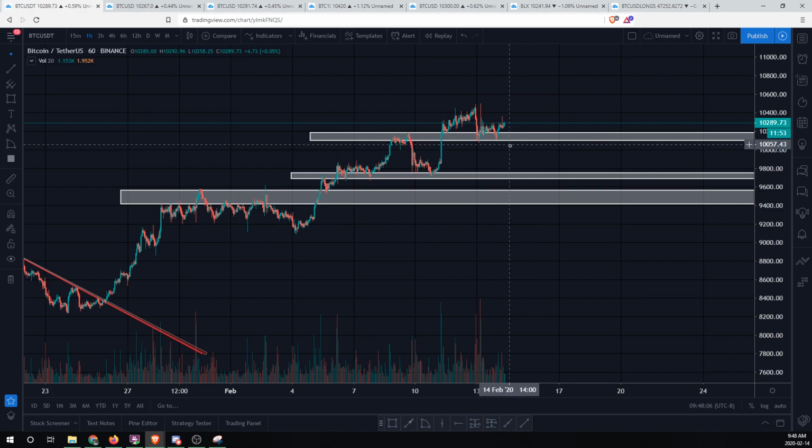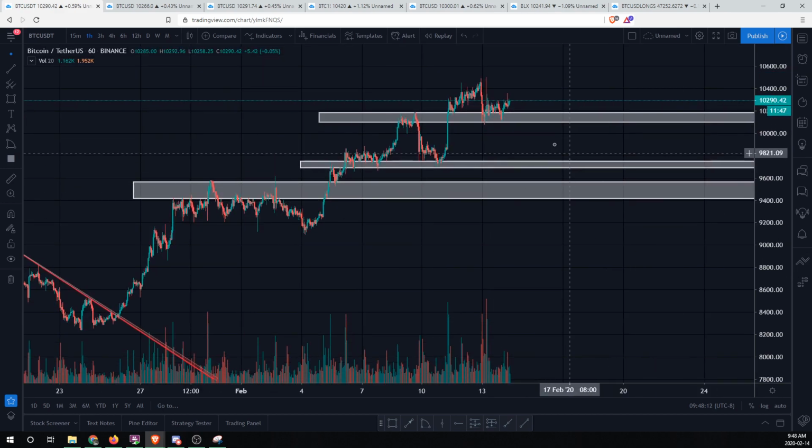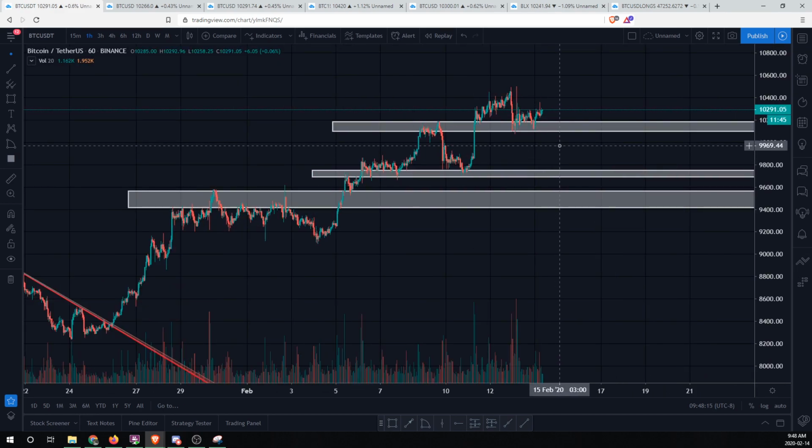But for now, we don't really have an entry signal. We don't really have a price action pattern that we can play with on the 1 hour. So we're not going to force any entries. We're not going to force any trades if we don't see it. We'll look for other opportunities within the market that the alts are showing us.